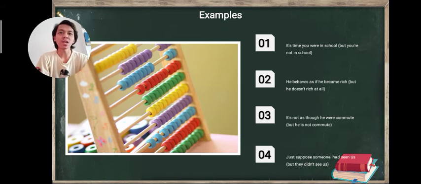He behaves as if he became rich, but he's not. It's as though he were a commuter. If you use was instead of were, it is informal. By the way, he is not a commuter. Just suppose someone had seen us, but they didn't see us. Okay.